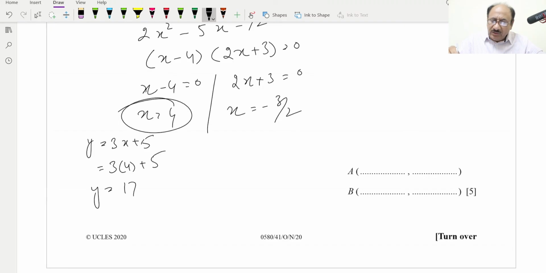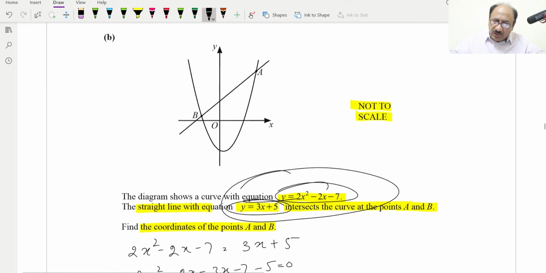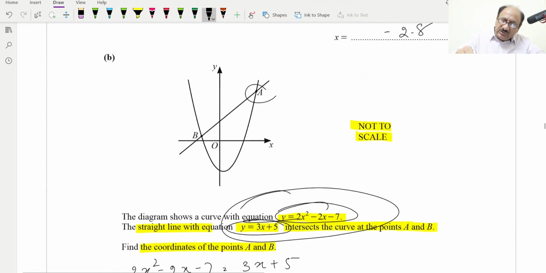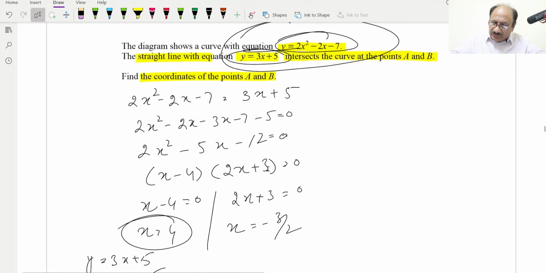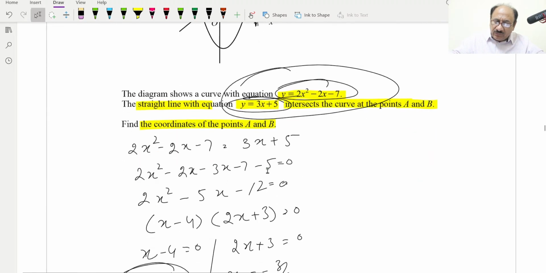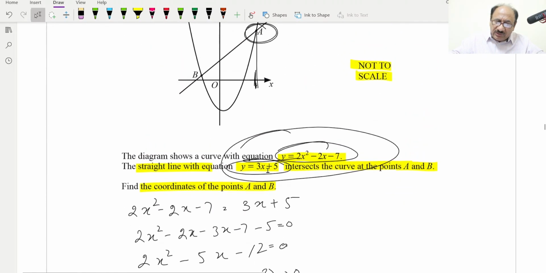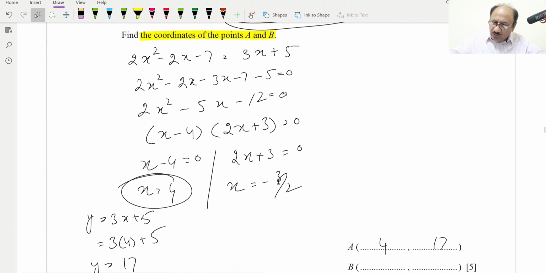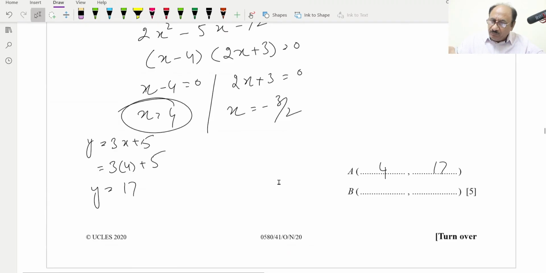So our one point will be (4, 17), and we check that the point should be on the plus side. A is on the plus side, so the x value will be plus 4 for A. So we cannot take the other value, which is minus 3 by 2, for the A point. This one you will have to be careful. B is on the negative side, so the x value minus 3 by 2 will be for B.